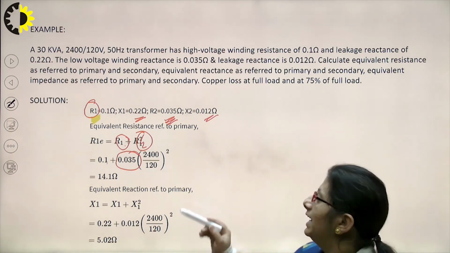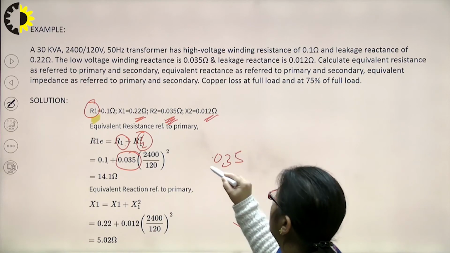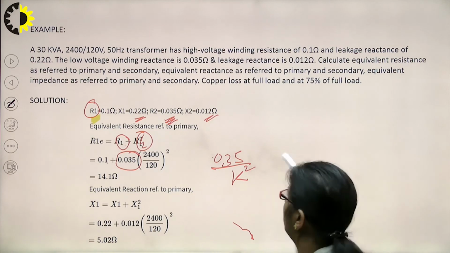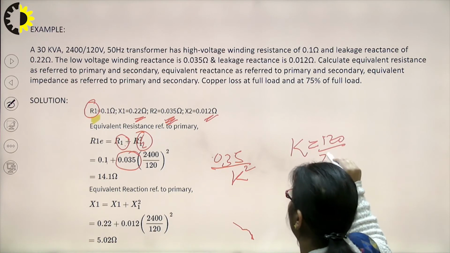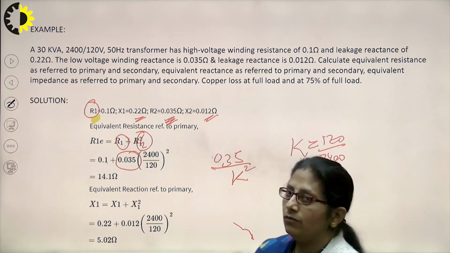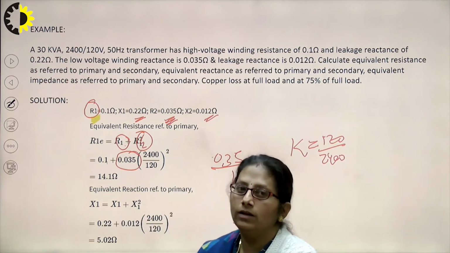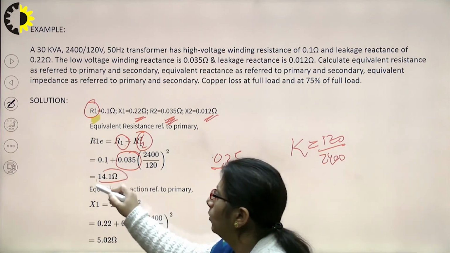In fact this is 0.035 upon K square, right. Or, what is the K being given over here? In that case, K is being given as 120 by 2400, right. So, I may even write it as 2400 upon 120, multiplying it and making a square of it, right. So, that will give me 14.1 ohms.